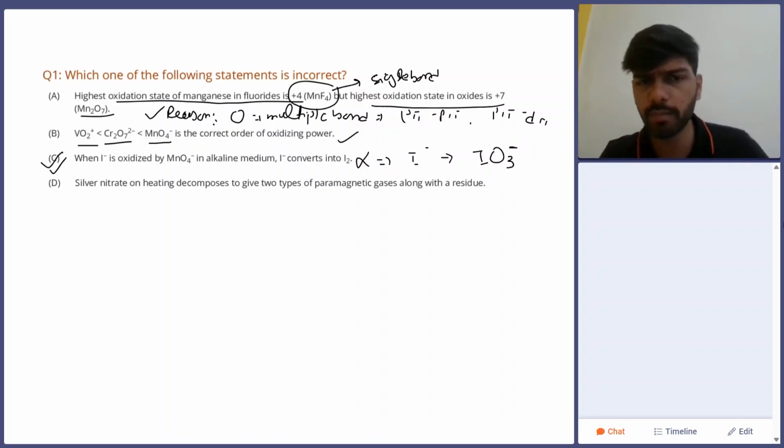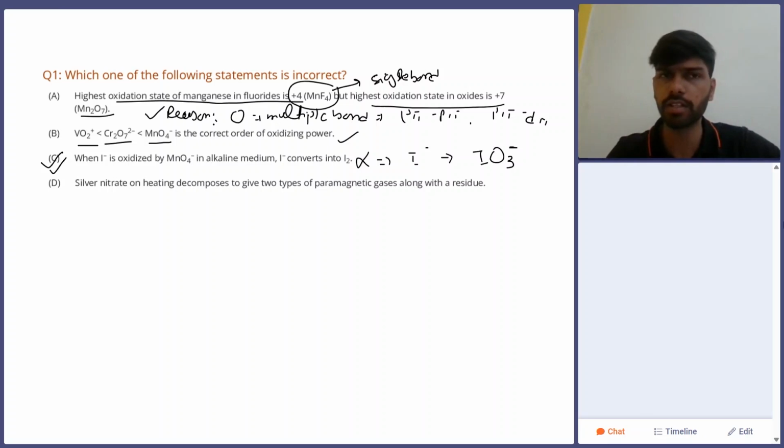Silver nitrate on heating decomposes to two types of paramagnetic gases along with the residue. These two gases are NO2 plus O2. So that is also correct. So option D is also correct. The right answer is option C, because this is incorrect.